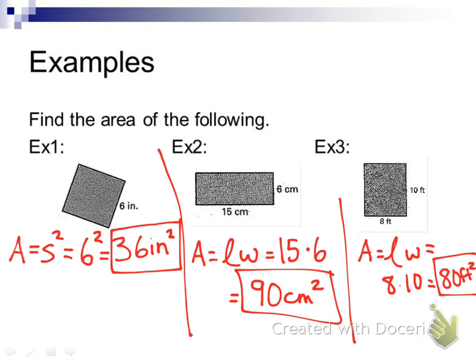Now, my last class kept wanting to add these. What is it called when you add all the sides together? Perimeter. Perimeter and area, they're very similar, but they're not the same thing. So you should not be adding any of this stuff today or anytime you're finding area. Area is strictly multiplication. What are your questions?